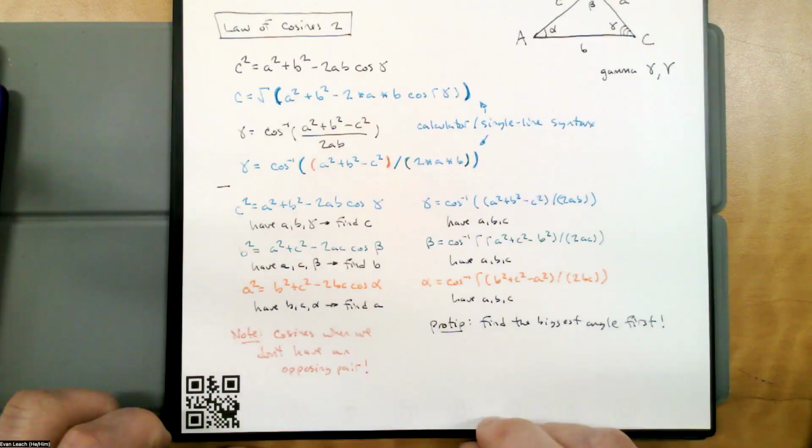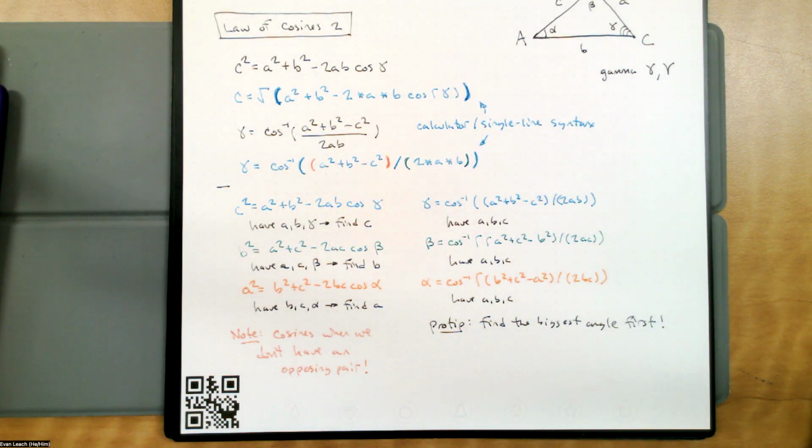It's law of cosines for us when we don't have an opposing pair. That's A and alpha, B and beta, C and gamma. Nothing matches. Law of cosines.